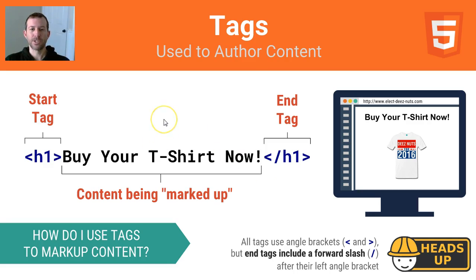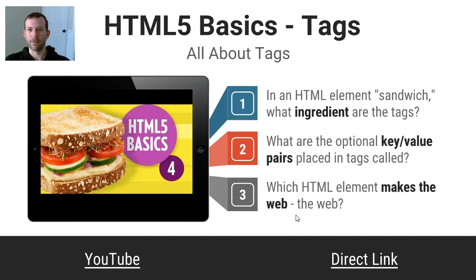So this is what we call syntax. These are the language rules. You need to be able to be good at this because you need to be precise. The browser will look at this code, this start tag, content, end tag, and will interpret it to be able to put this big bolded message on your web page. So how do I use tags to mark up content? Normally, you start with the start tag, you put the content you want marked up in between, and you end with an end tag. There are exceptions, however.